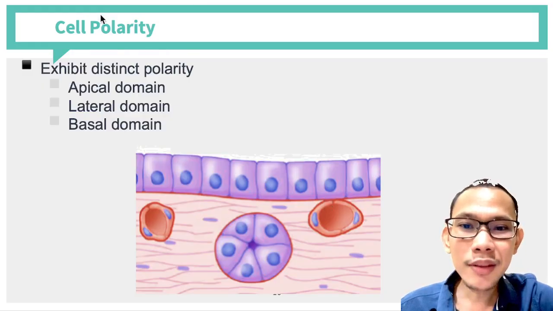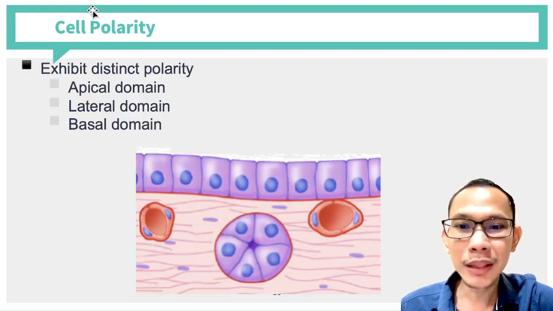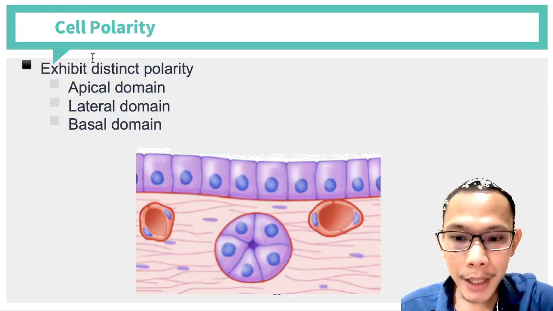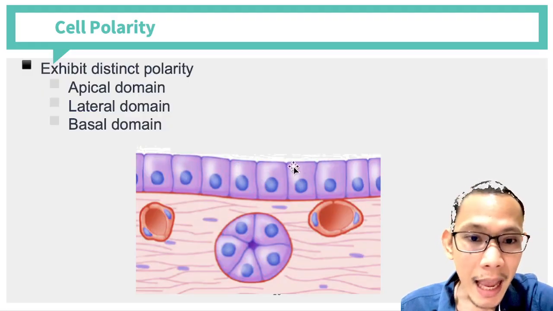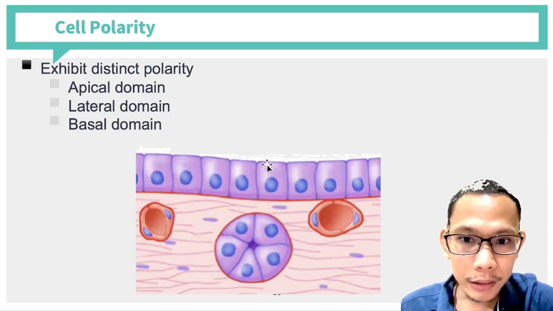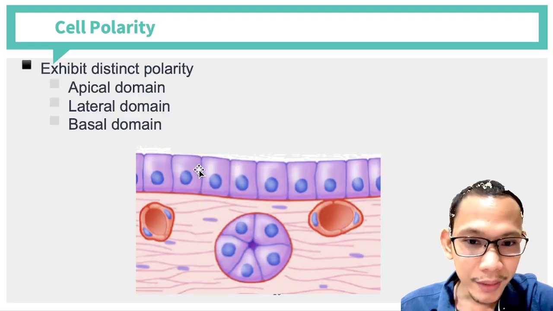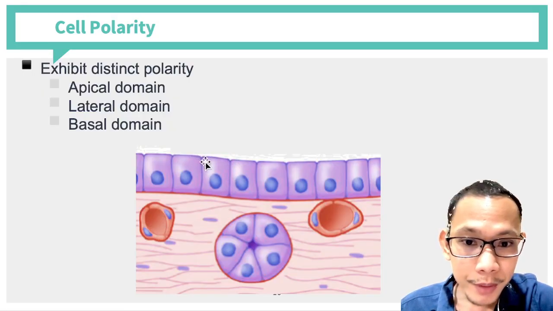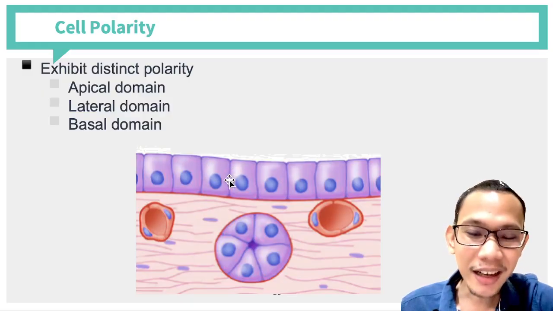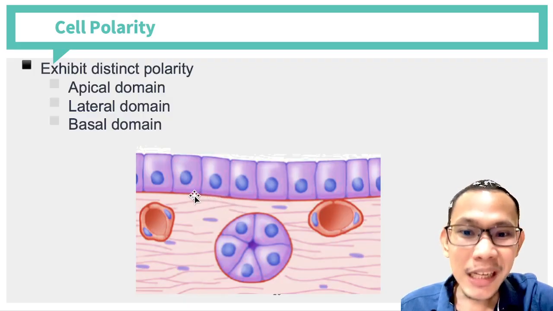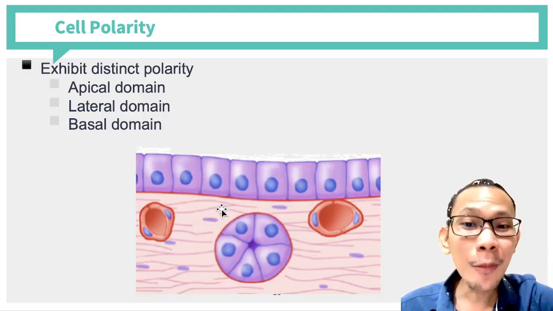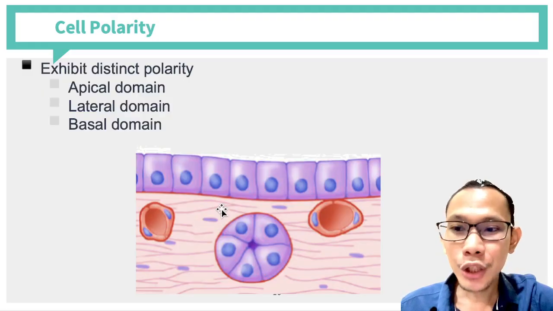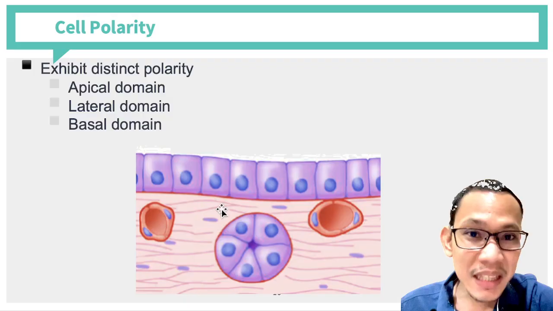Again, when we talk about cell polarity, we are talking about the boundaries of your different epithelial cells. We have your apical domain. This is the apical surface of your epithelial tissue. How about the lateral domain? Of course, this side here is your lateral domain. And of course, this is your basal domain. Just remember your basement membrane. So again, at least you are now familiar with cell polarity. Again, your epithelium exhibits distinct polarity.